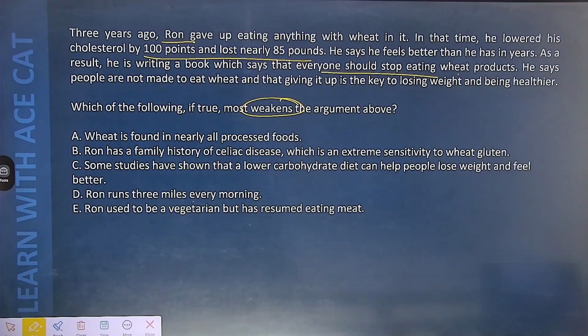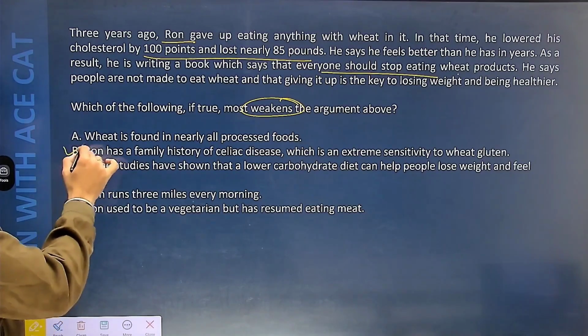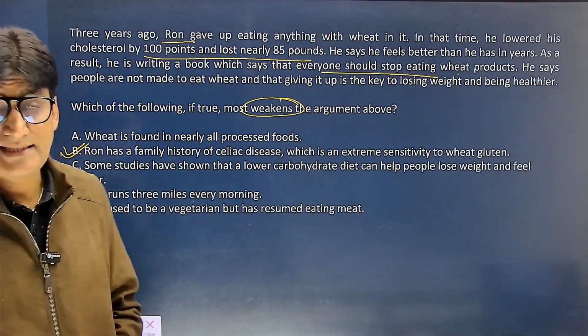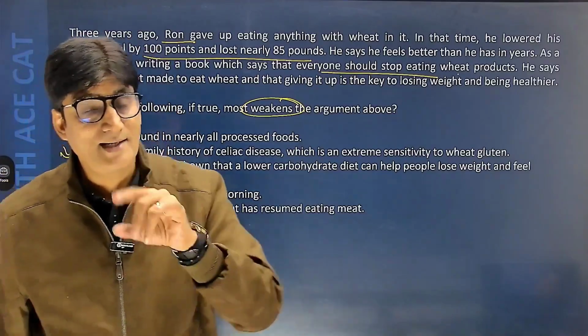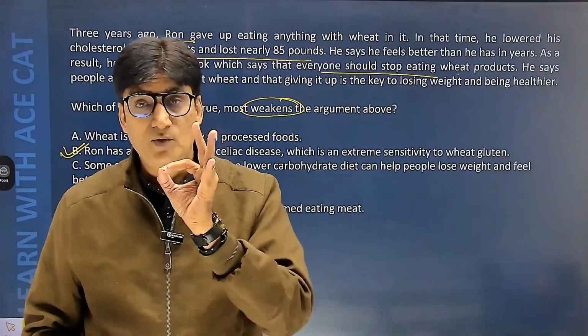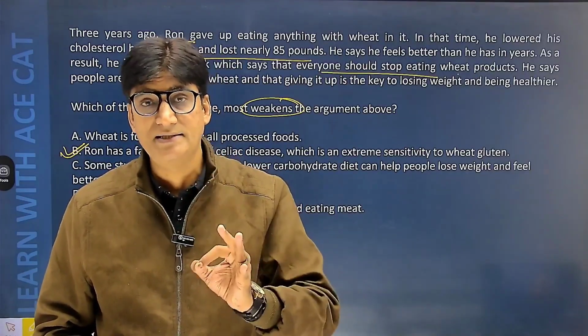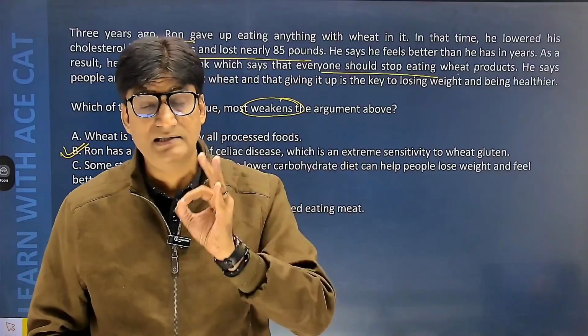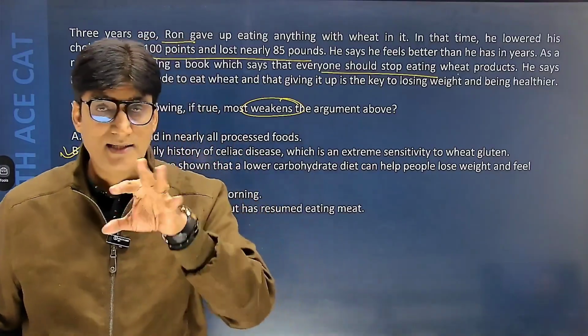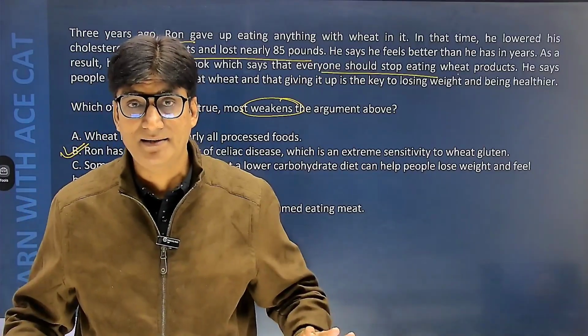Celiac disease का मतलब है ऐसी डिजीज जो wheat के ग्लूटेन से होती है. ओके, मतलब wheat से रिलेटेड डिजीज है. तो Ron has a family history of celiac disease, which is an extreme sensitivity to wheat gluten. I think students, we have got the correct answer. The correct answer is second option. Okay, why second option? Try to understand. See, whatever conclusion Ron has drawn is purely on the basis of his own personal experience after giving up eating wheat. अब सोचो स्टूडेंट, सेकेंड ऑप्शन उसी पर क्वेश्चन बेस कर रहा है.